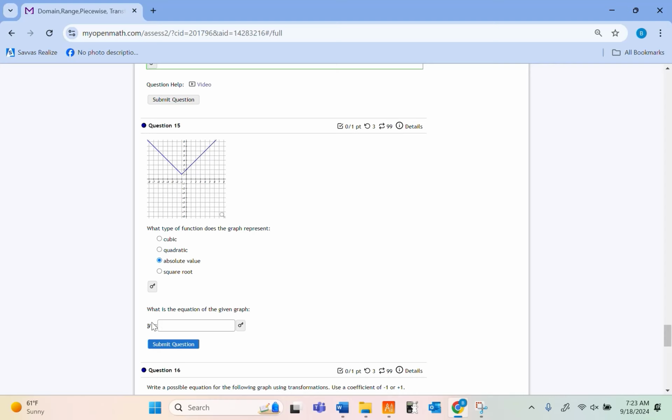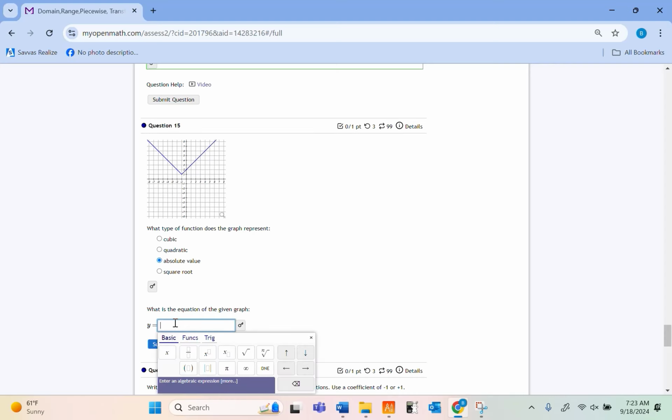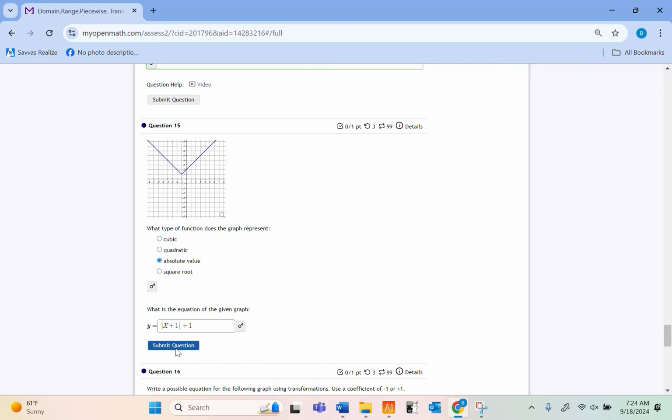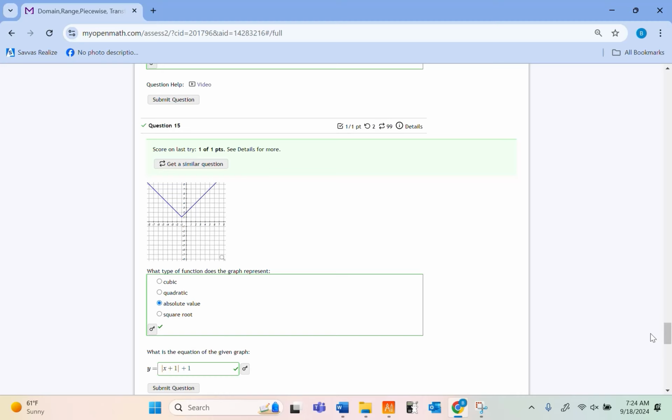Come on. Now write the equation. I know it's absolute value. If you look closely, you'll see you have an initial slope of 1. 1s are understood. So just absolute value. We went left, which is addition. We went left 1. So we have to add inside. And we also went up 1. Did I get it right? I did get it right.